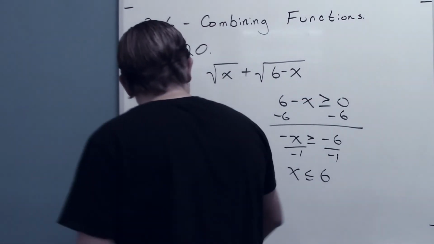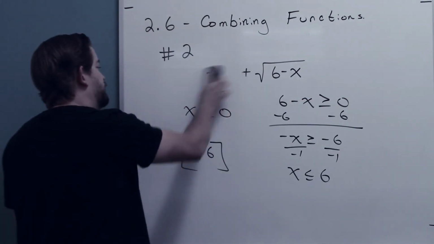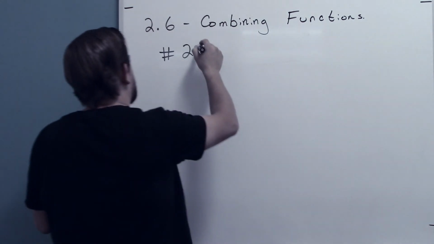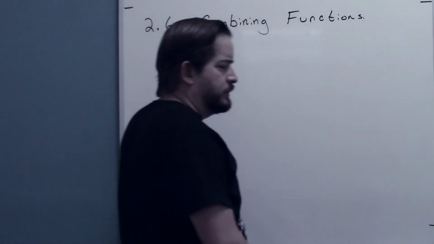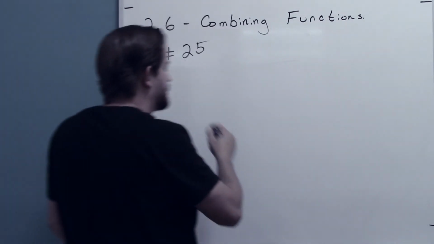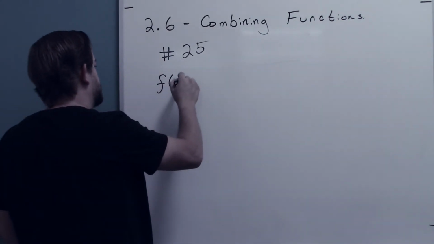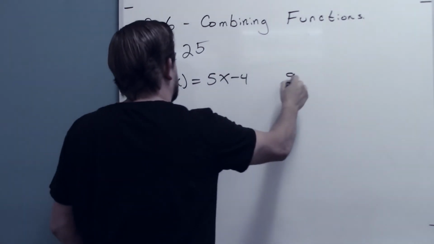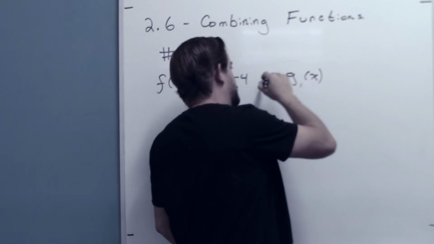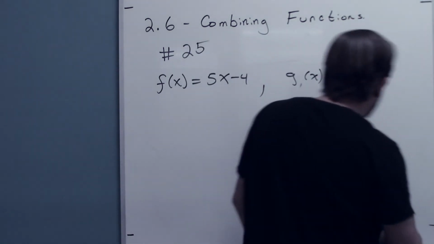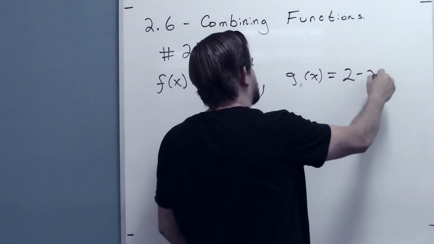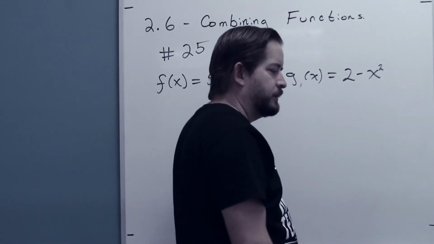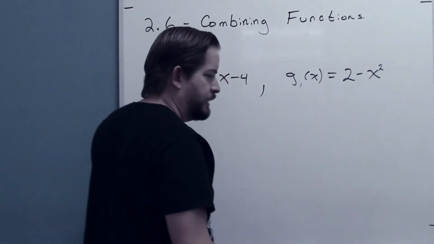All right, let's take a look at the last one that was asked, number 25. Which says, I have two functions, f of x is 5x minus 4, and I have a function g of x is 2 minus x squared. To evaluate the following, write down your answers in descending order, f composed of g.